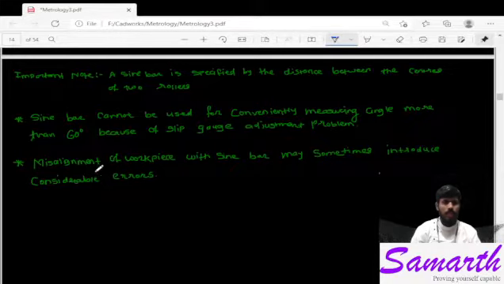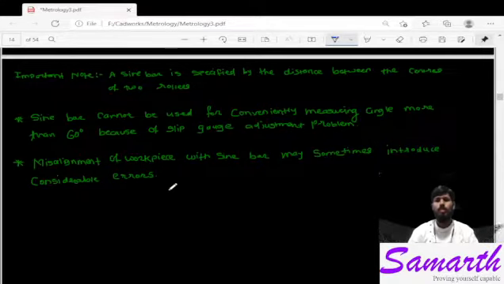The misalignment of the workpiece with the sine bar may sometimes introduce considerable errors. So you have to be more careful while measuring and arranging the slip gauges to find the angular measurement with the help of the sine bar.